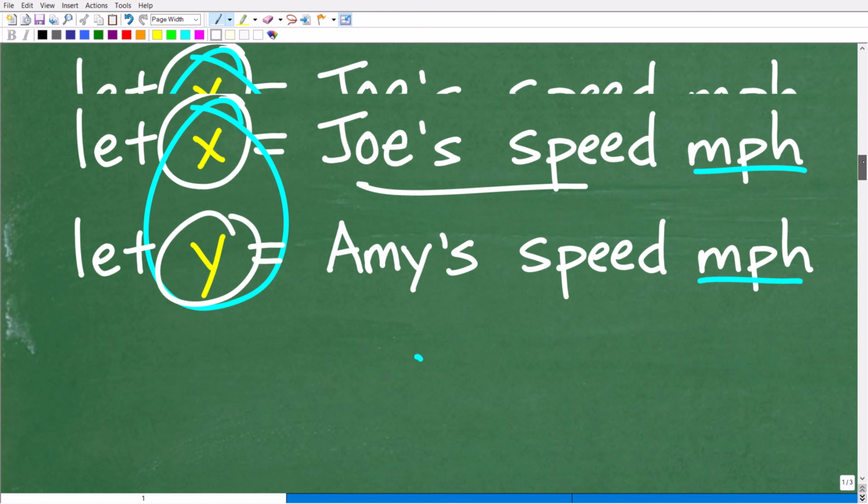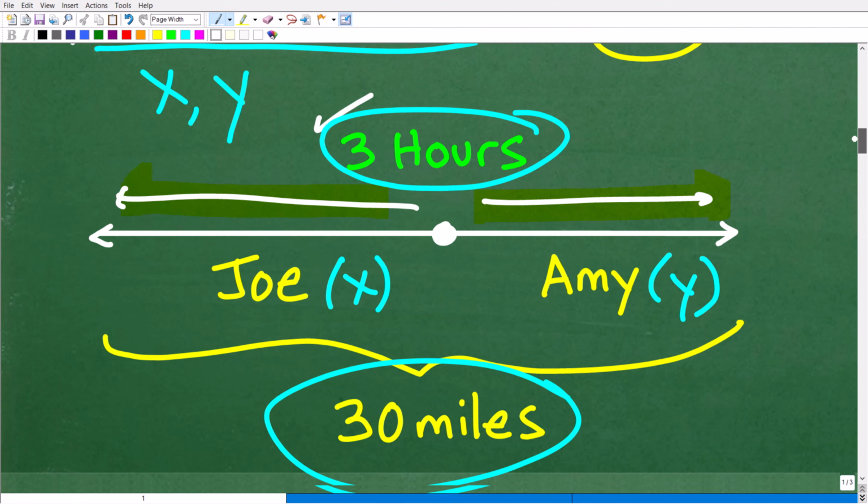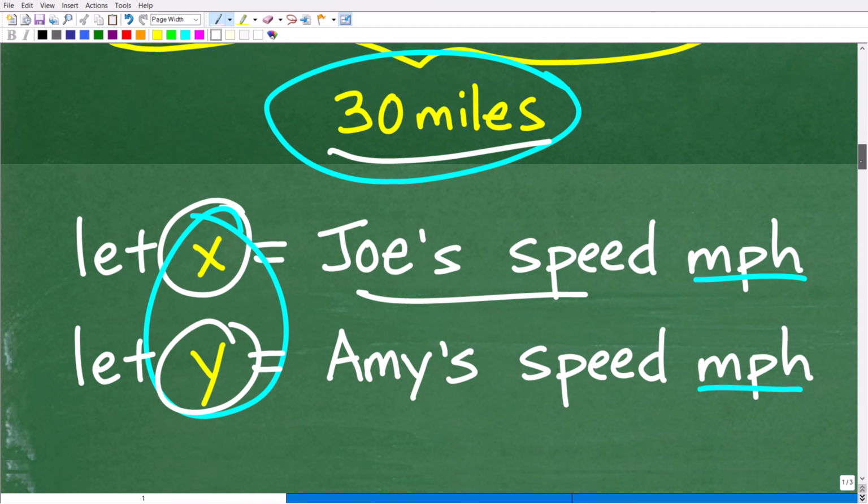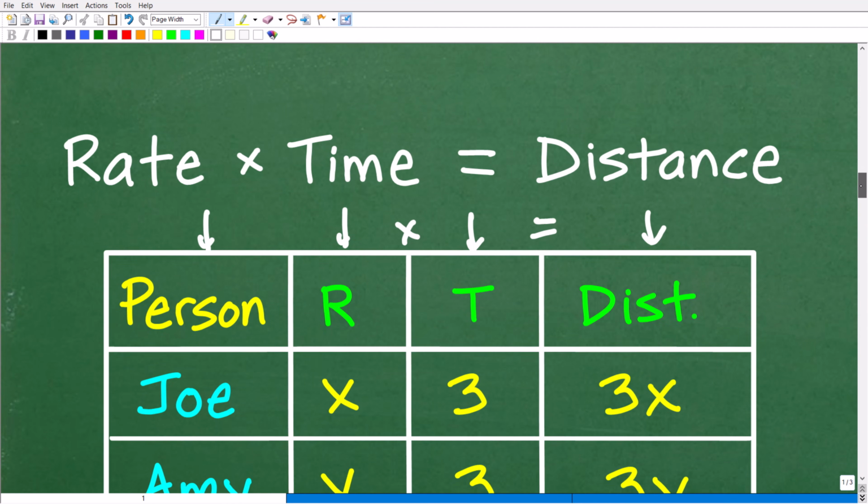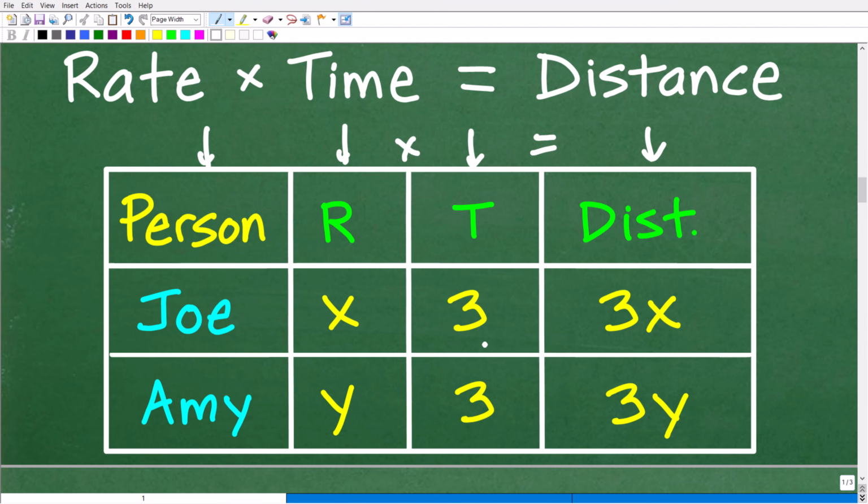Okay, now the time is what? Well, remember, the problem said that they ran for 3 hours, okay? And then in those 3 hours, they were 30 miles apart. But that is the time, right? So right over here for time, we're going to put 3, and this represents 3 hours. Now the distance, some of you might be saying, well, hey, let's just put in 30. Well, no, remember, rate times time is equal to distance. So the distance for Joe is x times 3, or 3x. And then 3 times y, or 3y, is the distance for Amy.